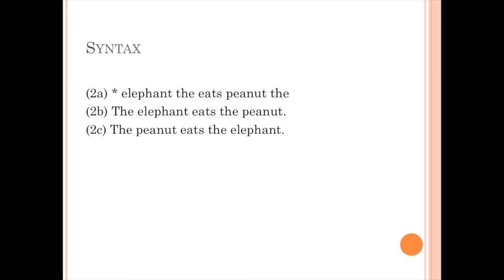Now, example 2a, elephant the eats peanut the, isn't grammatical, but the next two sentences are. We could say both 2b, the elephant eats the peanut, and 2c, the peanut eats the elephant. 2c may seem very odd, and we could say it isn't semantically correct, but it is syntactically correct. Both elephant and peanut are nouns, and each can play the role of the subject or the object of the verb eat.